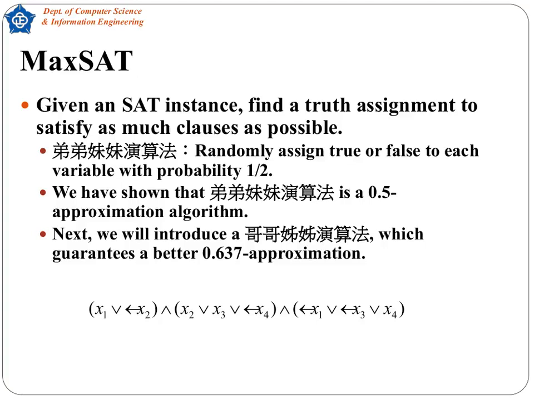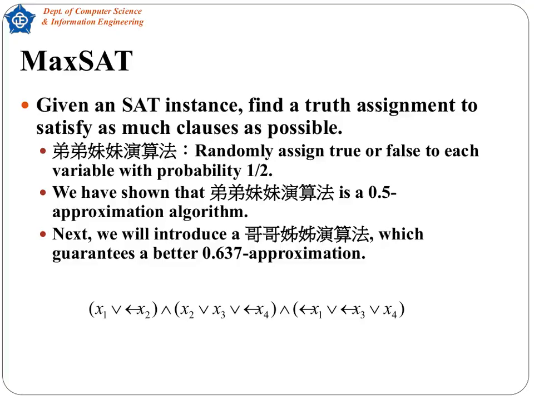With that in mind, let's shift our focus to a classic problem in this space, MaxSat. Here we're given a Boolean formula in conjunctive normal form and asked to choose truth values that satisfy as many clauses as possible. A simple baseline just assigns each variable to true or false with equal probability. It's super easy to implement and guarantees that, in expectation, we satisfy at least half of all clauses, so it's a 0.5 approximation. Today, though, we'll look at a stronger approach, which bumps that guarantee up to about 0.637.